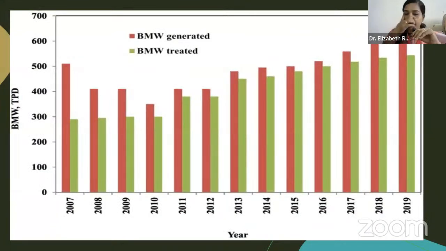And this particular picture shows the periodic increase of biomedical waste generation and the capacity to treat it. It shows very clearly that we are generating more biomedical waste, but the capacity to treat it is not up to the mark. That means we have not reached 100% treatment capacity levels.